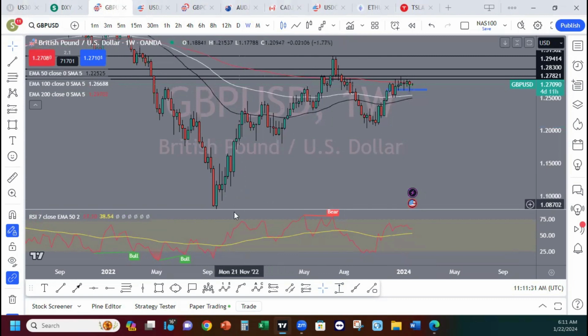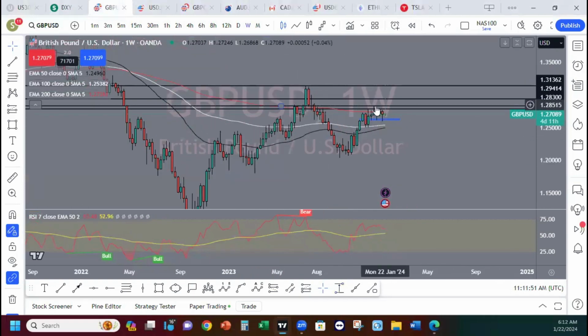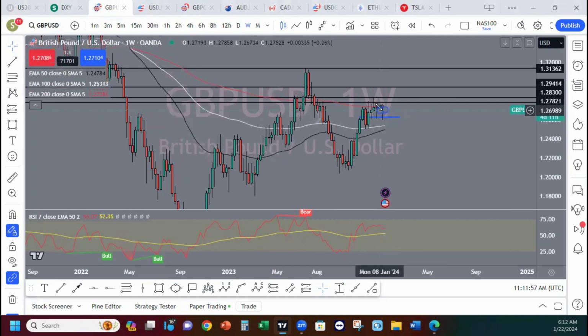As we can see in the weekly time frame, GBP/USD, the British pound against the US dollar, is in an uptrend. From that point here in October, it's been going up. As we can see, we're making higher highs and higher lows. So right now, price is fighting the 200-day moving average. This is it right here, the red EMA.